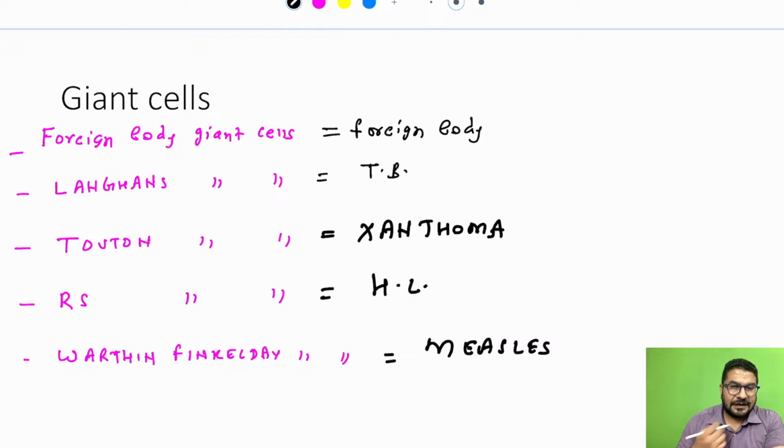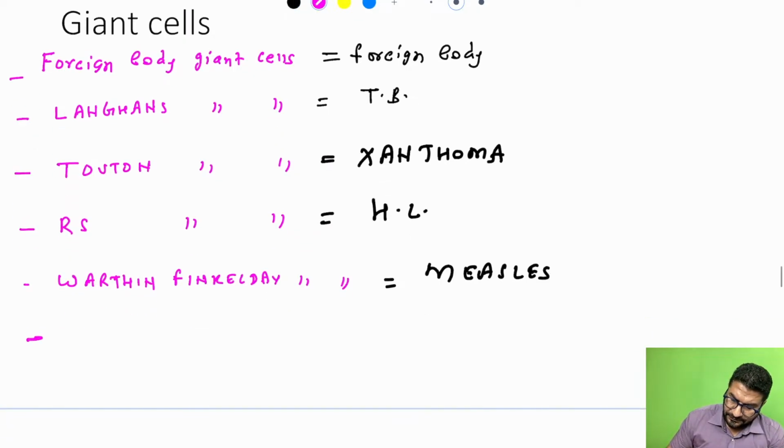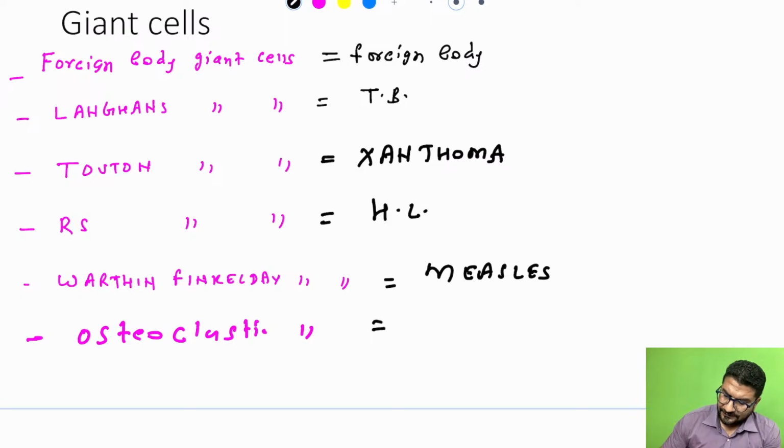एक और होते हैं osteoclastic giant cells. Basically these are seen like in bone tumor. So just let me write one more. Osteoclastic giant cells. These are seen in bone tumor.